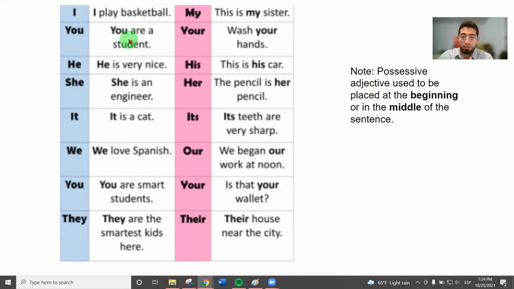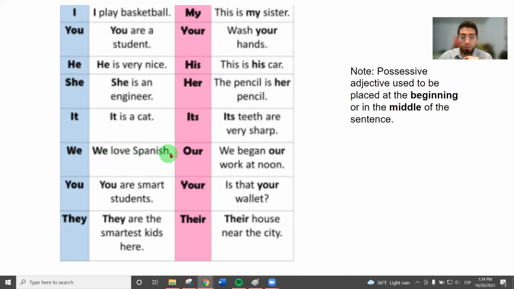You are a student, tú eres un estudiante, ¿cierto? Y con your, utilizando el possessive, decimos wash your hands, right? Como lava tus manos, ¿ok? Your le da el sentido de pertenencia a qué? Hands, a manos, right? Pero en este caso dice your hands, tus manos. ¿Listo, chicos? Here are more examples. Aquí hay otros ejemplos. Vamos a leer algunos.